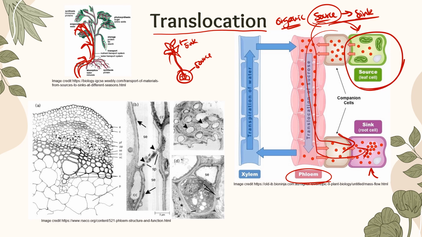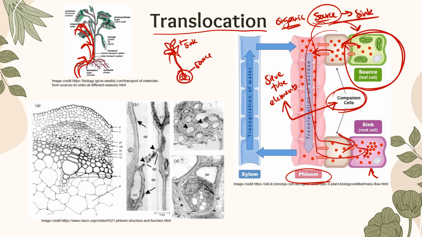So here, in this example, we've got our source cell. In this case, it is the leaf. It's making lots of sucrose. That sucrose is going to get transported into some companion cells. The companion cells are then going to transport the sucrose into the sieve tube elements of the phloem. So phloem consists of two kinds of cells, sieve tube elements and companion cells.